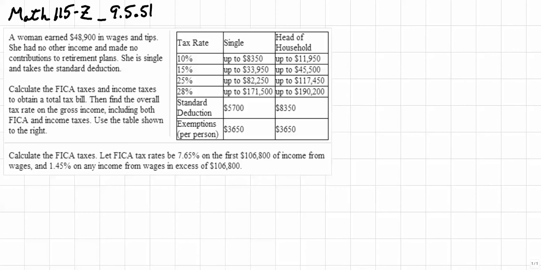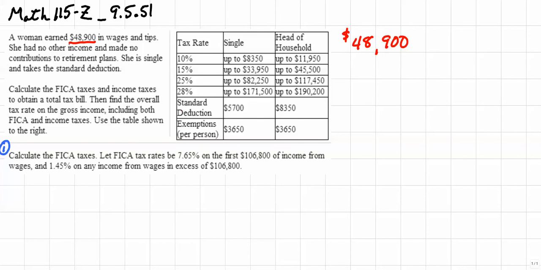We'll start right down here where it says calculate the FICA taxes. We'll let FICA tax rates be 7.65% on the first $106,800 of income from wages and 1.45% on any income from wages in excess of $106,800. To do this, first off, we need to look at what her wages are. So her wages are $48,900, and that's what we will calculate our FICA tax on.